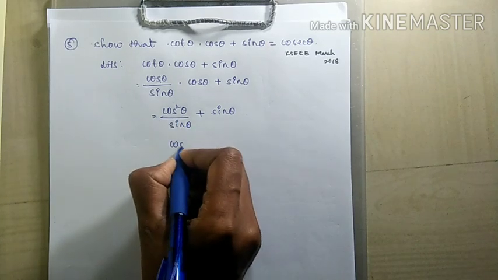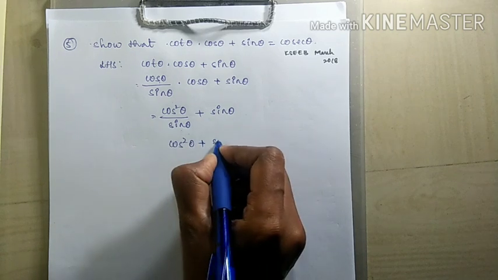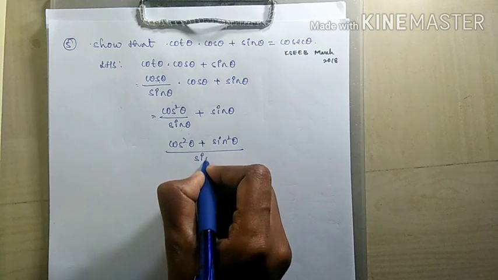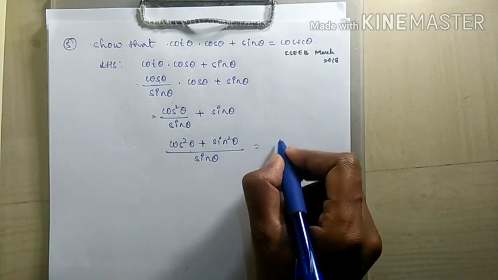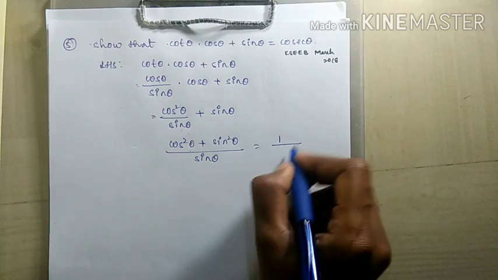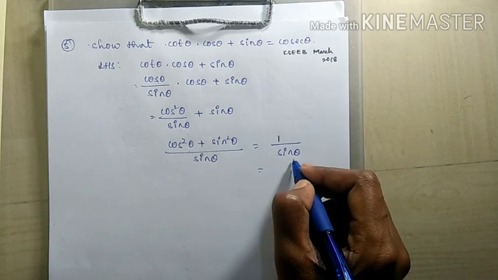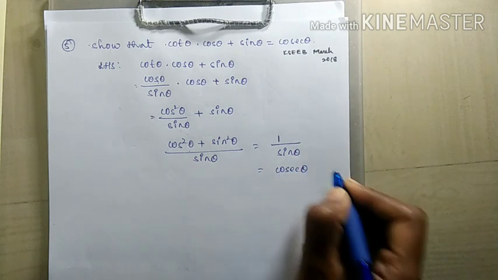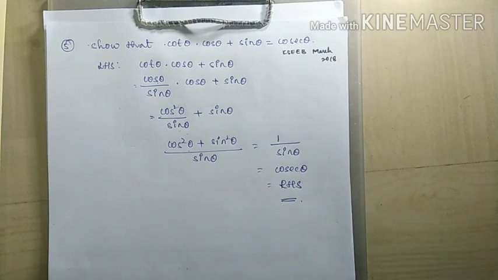So now cos square theta plus sin theta into sin theta is sin square theta. So here I am taking LCM. So therefore cos square theta plus sin square theta is 1, divided by sin theta. So 1 by sin theta, that is reciprocal of sin theta, is cosecant theta. So this is equal to RHS.